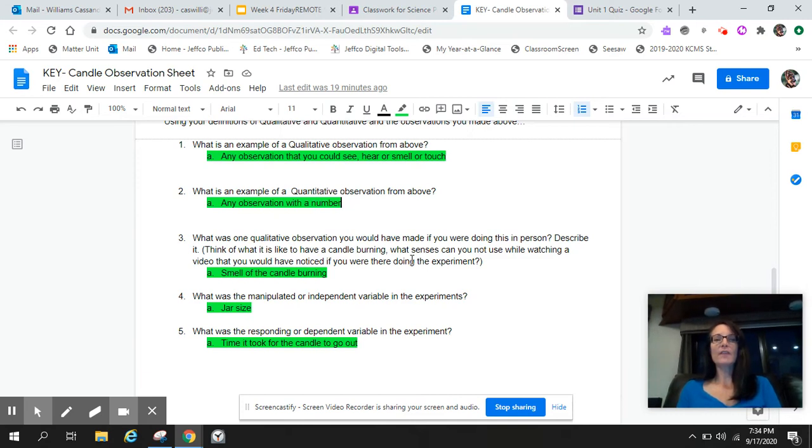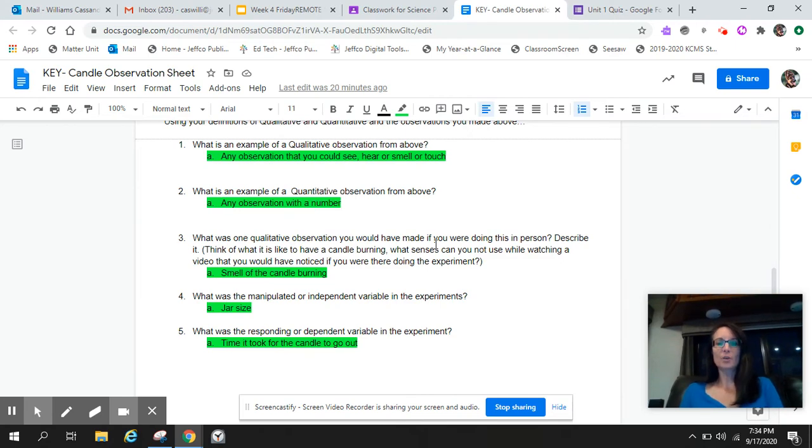And numbers 4 and 5 ask about the variables in this particular experiment. Number 4 says the manipulated variable is the jar size. It is the only thing the scientist changed throughout each time that he lit the candle. So the small jar and the large jar are your manipulated variables. He manipulated that part of the experiment to see what would happen to what he was measuring. What he was measuring is number 5, the time that it took that candle to go out. That's the responding variable. It responds to what you're manipulating or changing. So anything you time or measure or change.